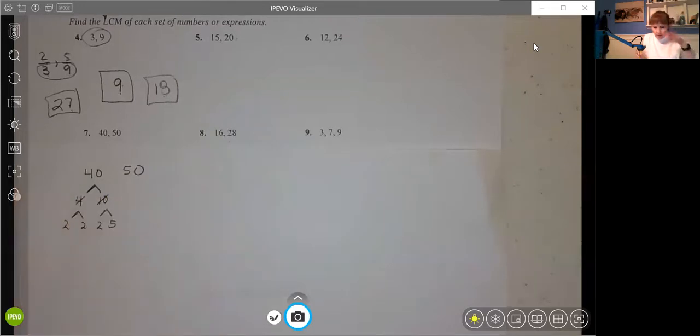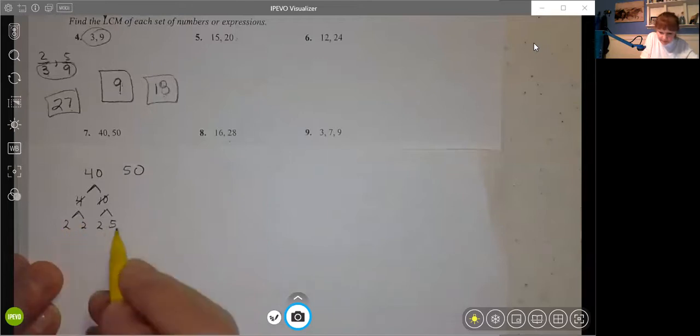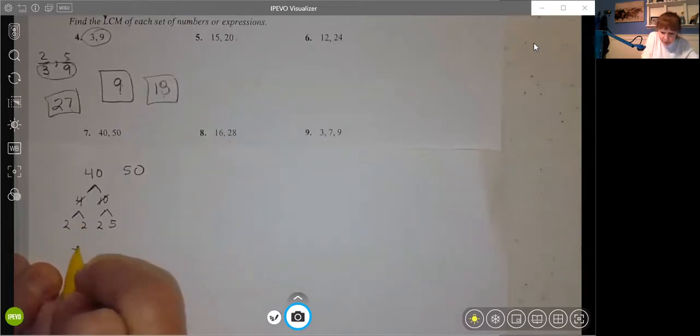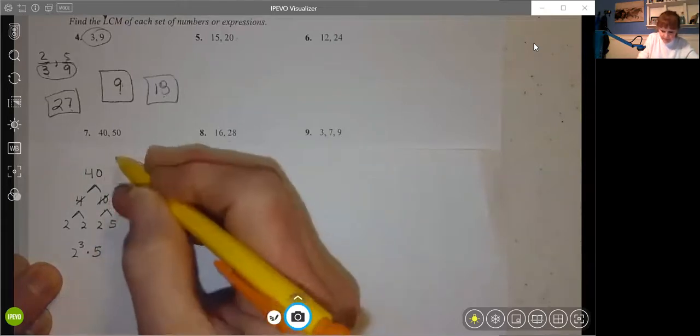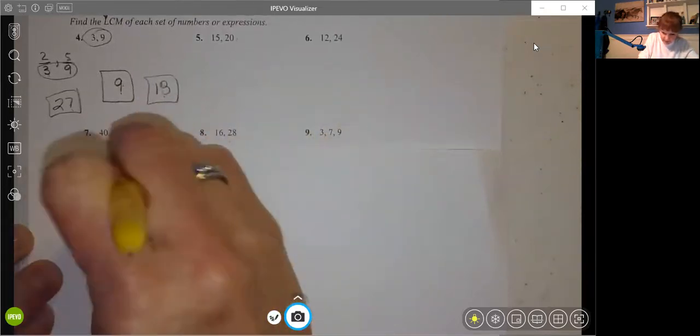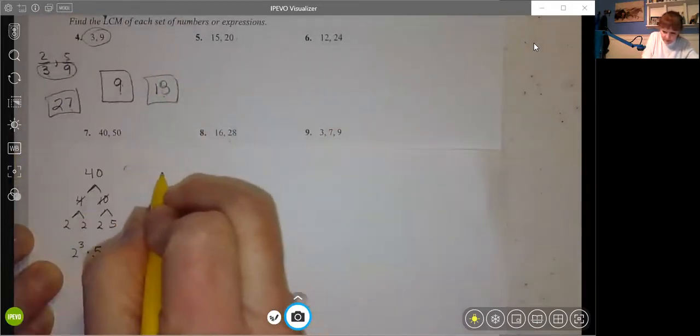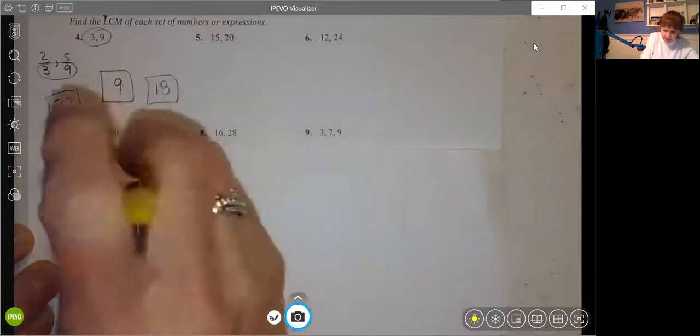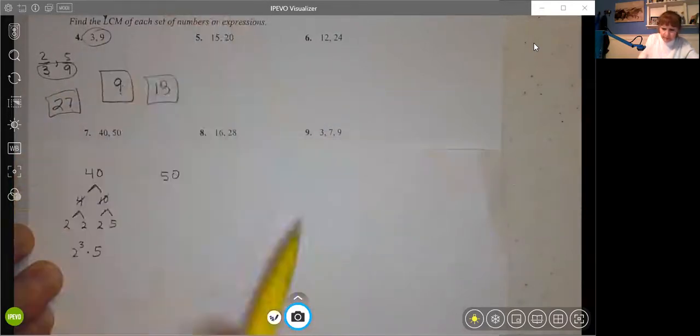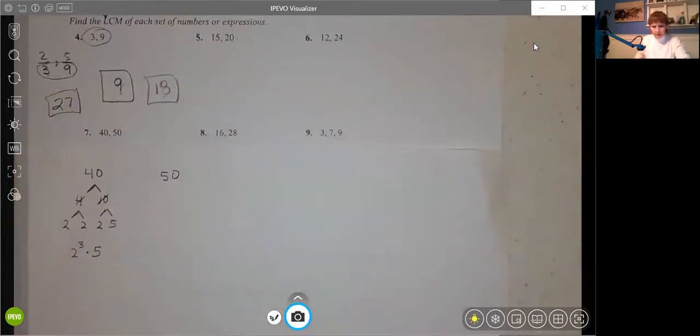So once I break something down, I usually cross it off. So now we've got primes. In our little tree, we've only got primes here. This is 2 cubed times 5. Okay, I'm going to move the 50 over, because I need them a little bit separate so that their trees don't run into each other. So I'm done with the 40.